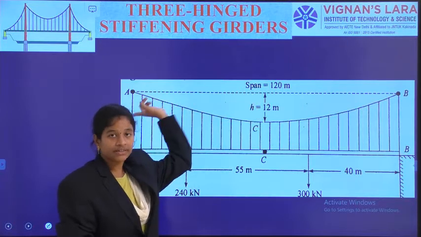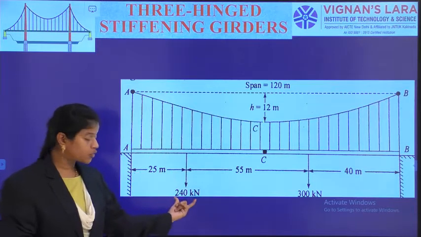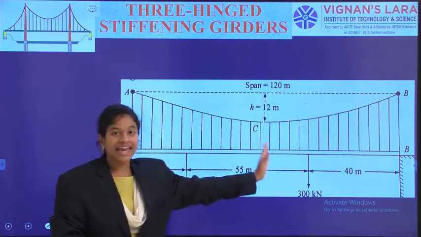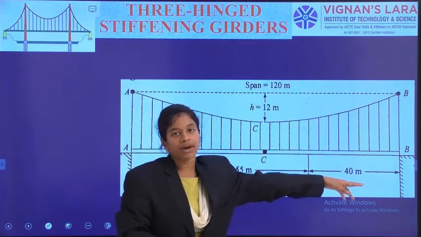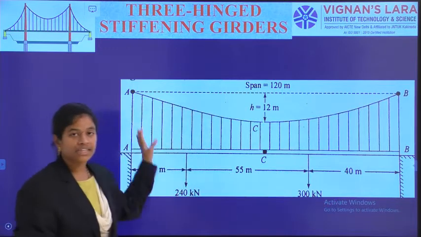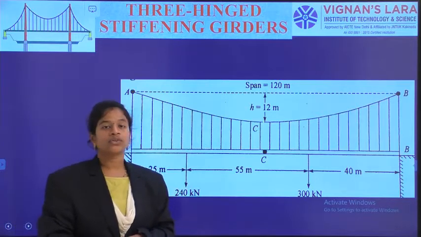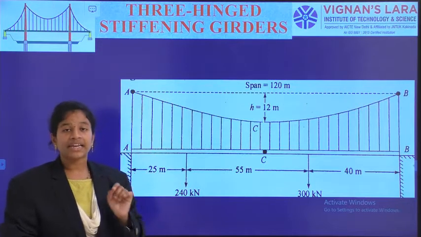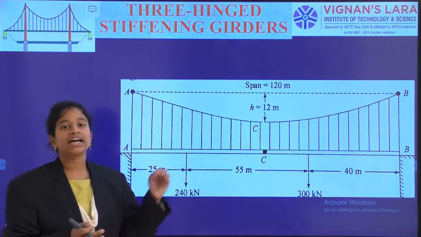Small h is equal to 12 meters and the complete span is 120 meters, and there is a point load application of 240 kN at 25 meters. Later, the 300 kN load is at 80 meters from the left support, so the remaining distance to the other support is 40 meters. In this way the given loading condition is completed. So this is our loading condition, as I need to calculate the capital T, the tension in the cable, and also the moments and shearing forces in the girder.